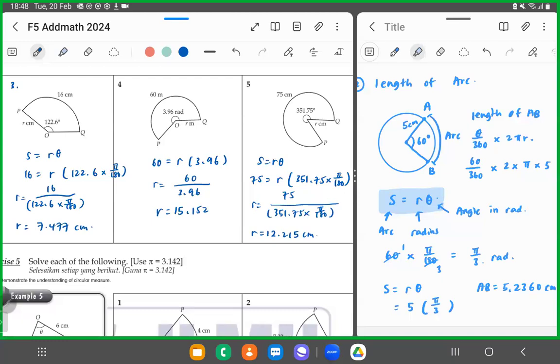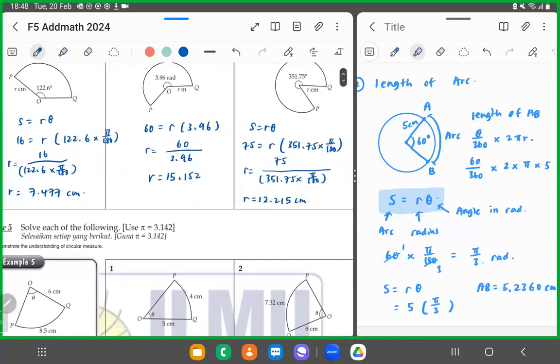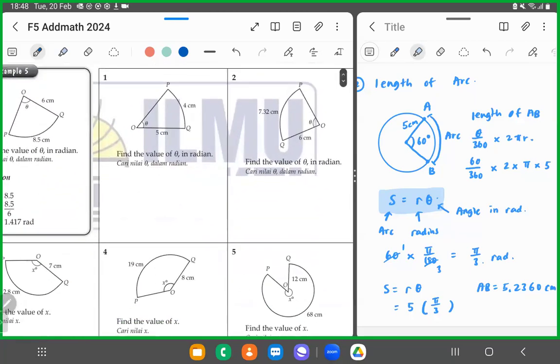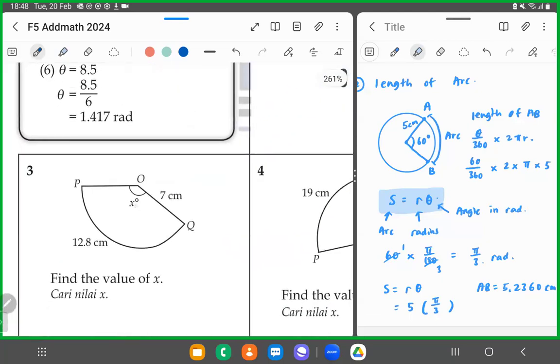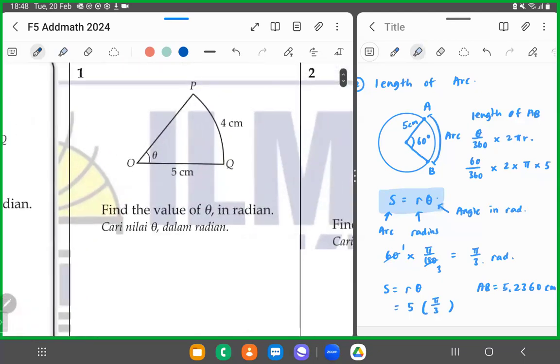Okay, next part, the question asks us to solve each of the following. But this one is easier. Like just now we found the radius, now we find the theta here. For these questions, it will tell you whether it is in radians or degrees, so it depends on the question. Do the easier one first.